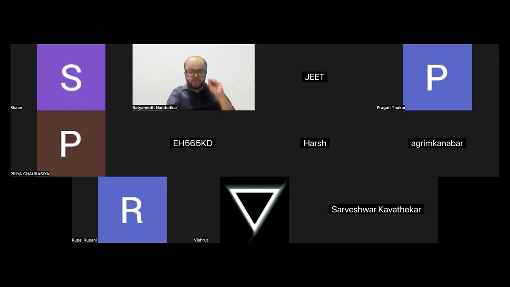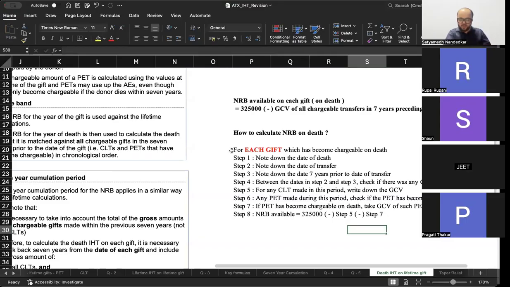What do I mean by step 5 and step 7? Please pay attention. Now NRB available is 325 minus the GCV of all CLTs that took place in the 7 years preceding death, and minus the GCV of all PETs that happened in the 7 years preceding the death which became chargeable on the date of death. Work out the GCV of all such PETs and then you will get the NRB available.